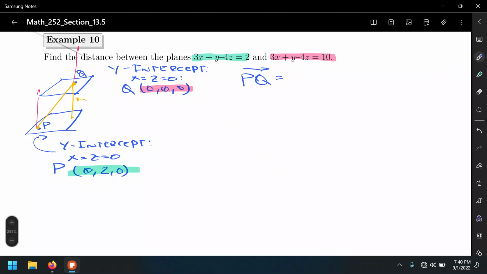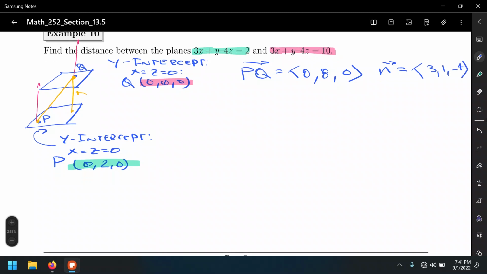PQ is 0 minus 0, isn't that a 0? And 10 minus 2, isn't that an 8? And 0 minus 0, it's another 0. Okay, so we have the normal vector. It doesn't matter where you get this from, because it's the same coefficients on both planes. That's 3, 1, and negative 4. And what do we need to do? Find the dot product between PQ and the normal vector. That's going to give us 0 times 3, which is 0, 8 times 1, which is 8, and 0 times negative 4, that's a 0. So that's going to be 8.